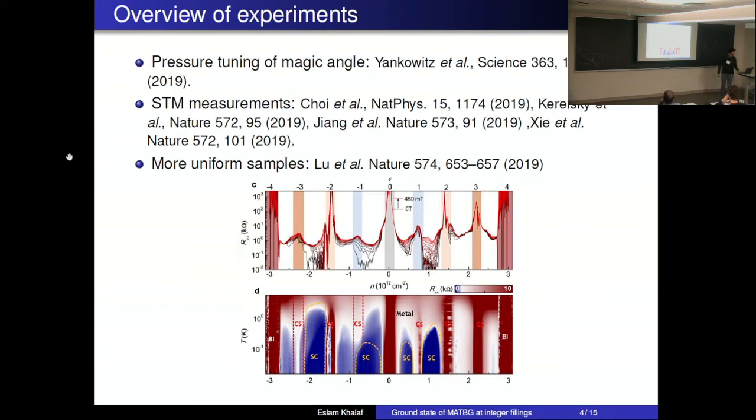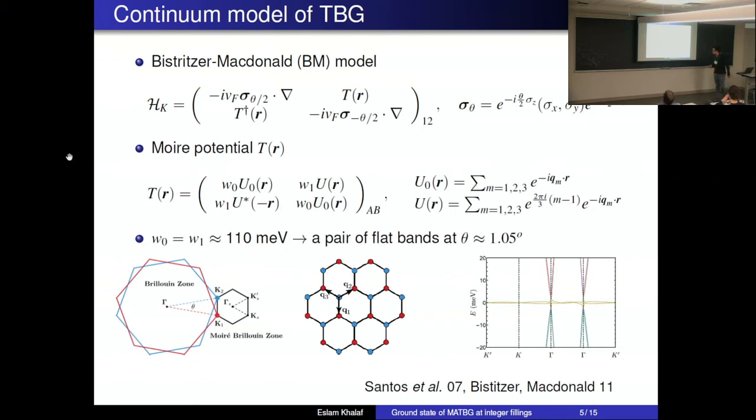The theoretical description of twisted bilayer graphene starts with the so-called Bistritzer-MacDonald model, where we basically take the continuum model for graphene, consisting of two Dirac cones at the K and K' points. We take one for one layer rotated by angle theta over 2, and one for the other layer rotated by angle minus theta over 2. Then we couple them through a so-called Moiré tunneling. This tunneling potential is phenomenologically described by two parameters.